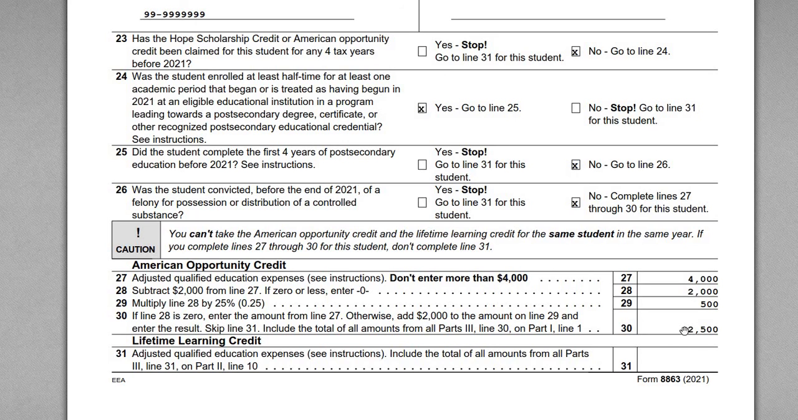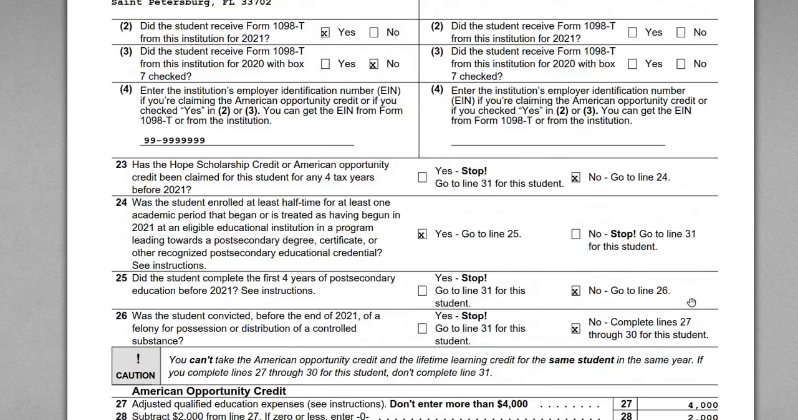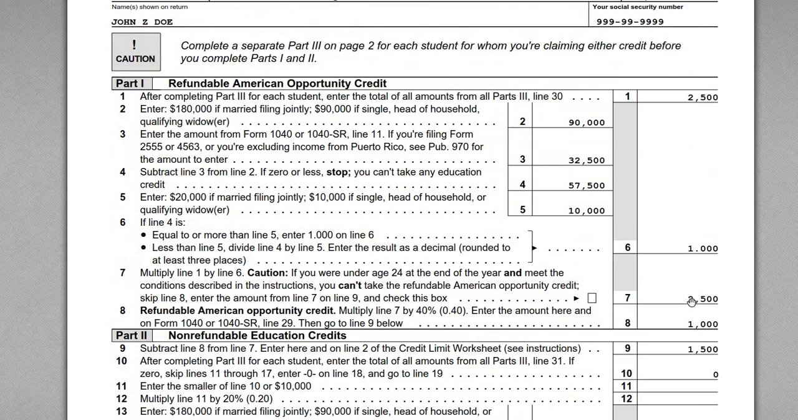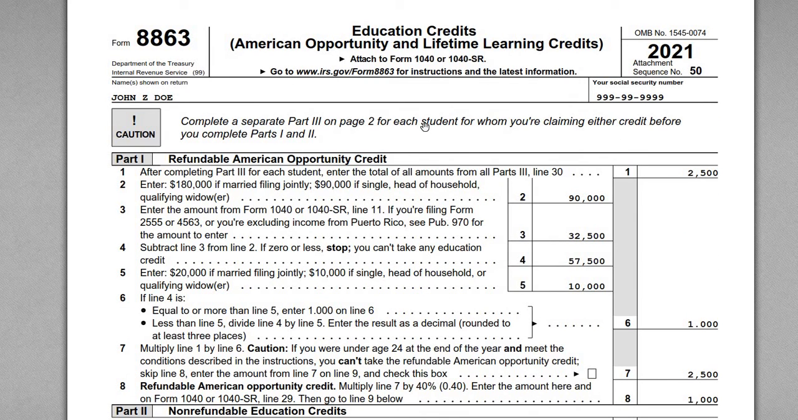He's getting the $2,000 plus the cap of $500, so he's going to be eligible for the full $2,500 to start with. Okay. Now, once you've got that completed, then you can go back to page 1 of the 8863. Okay, so we go back to page 1, and then on line 1 we enter the $2,500, right? So they're asking, pull that number from part 3, line 30.